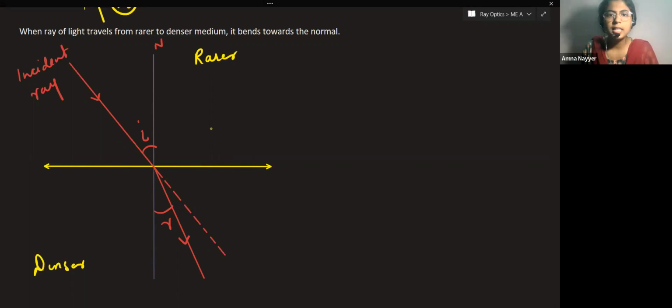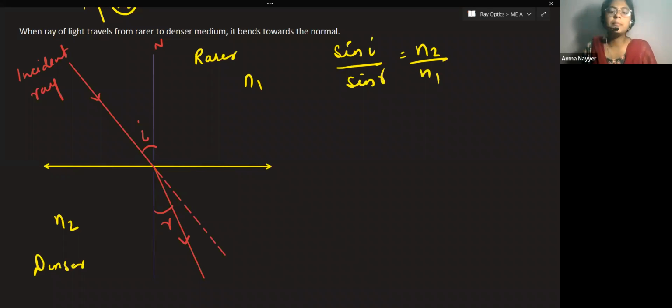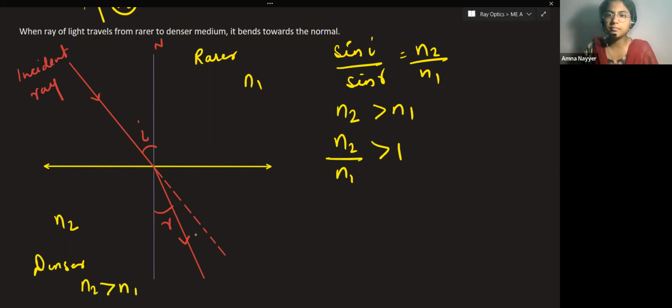The proof is there. Let's say this is N1, let's say this is N2. Sin I by sin R is equal to N2 by N1. When we say the medium is denser, for a denser medium, N2 becomes greater than N1. Fine. So if N2 becomes greater than N1, we can say N2 by N1 is greater than 1. If this entire term is greater than 1, it means sin I by sin R is also greater than 1, because N2 by N1 is equal to sin I by sin R.